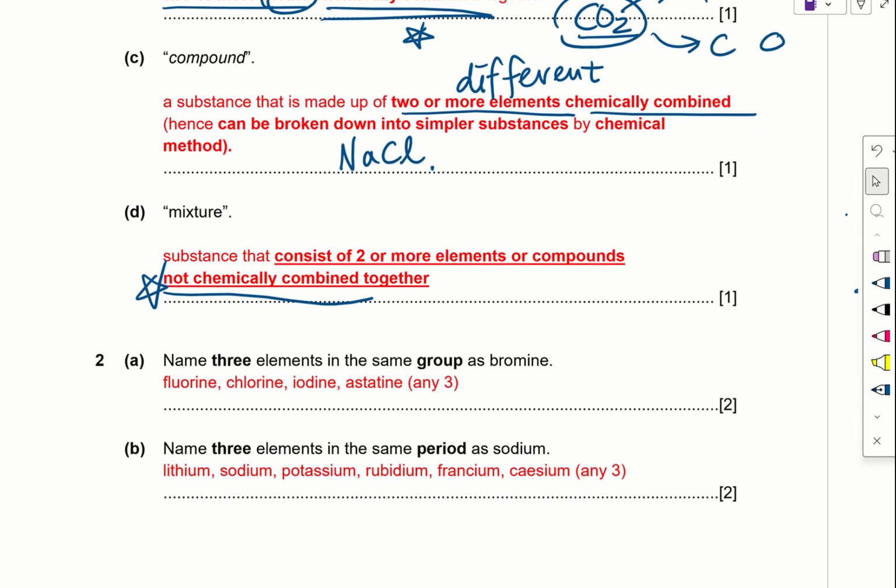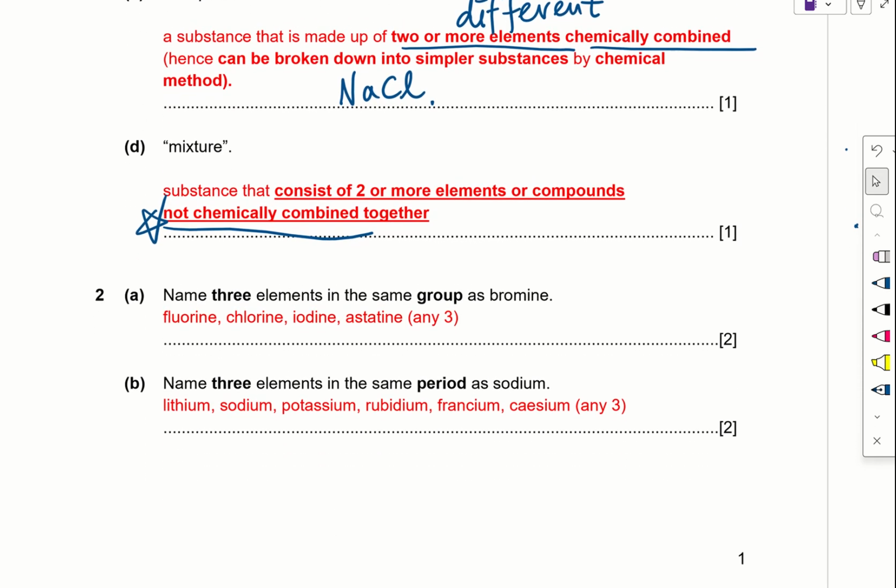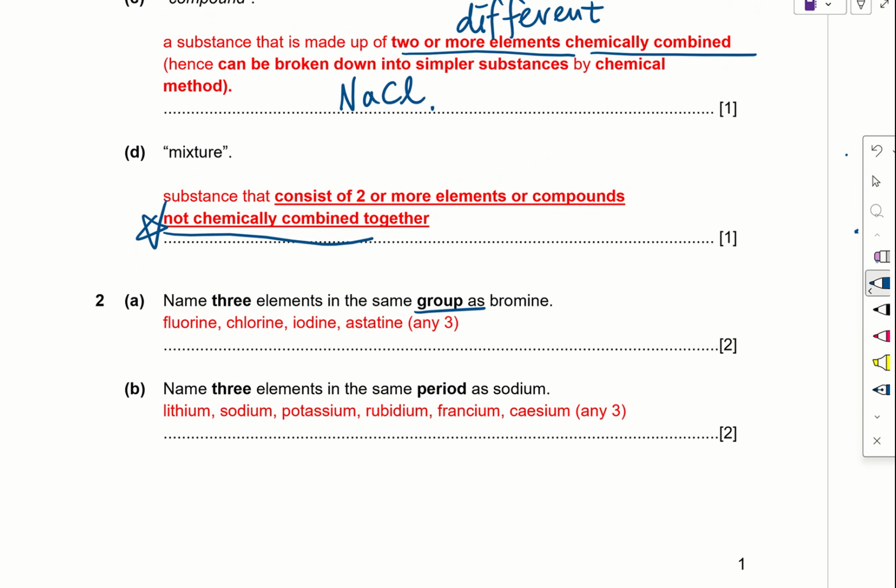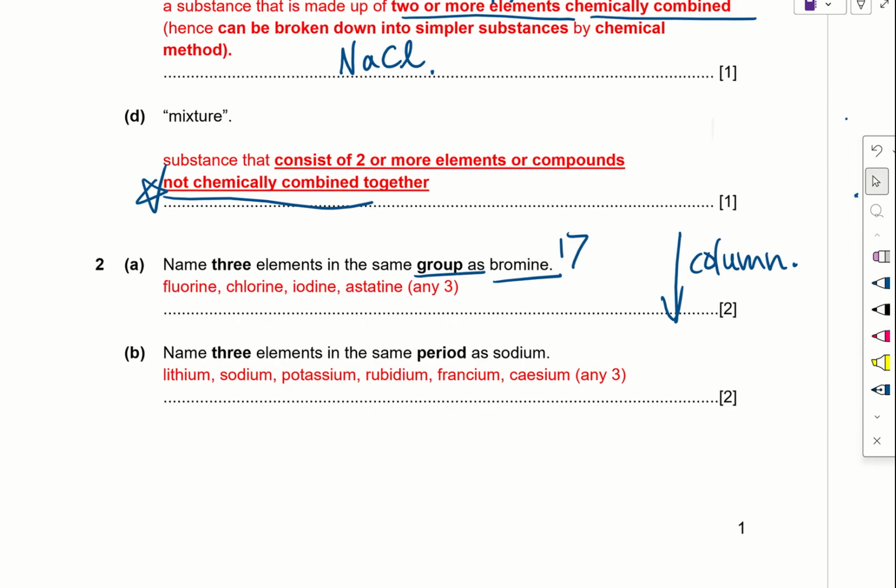Now name three elements in the same group as bromine. Group is the vertical columns in your periodic table. So bromine, if you look at it, is in group 17. You will see that there's fluorine, chlorine, iodine, and astatine.